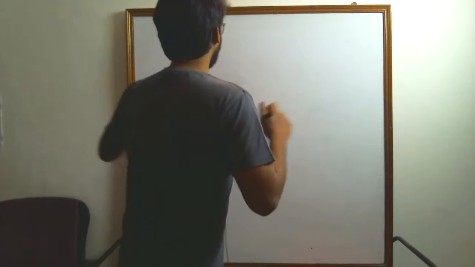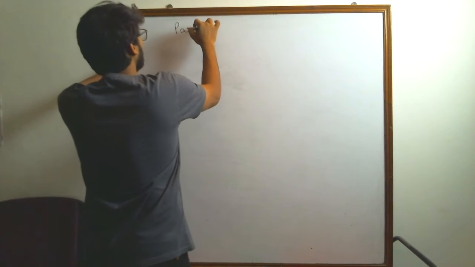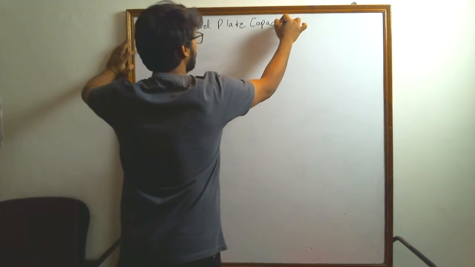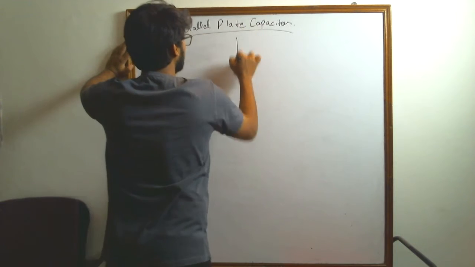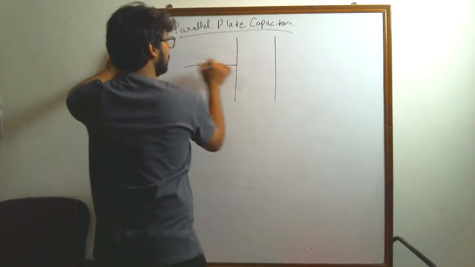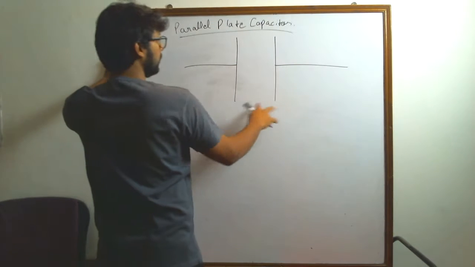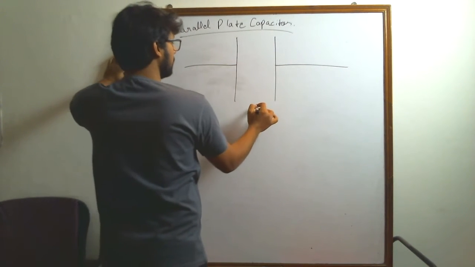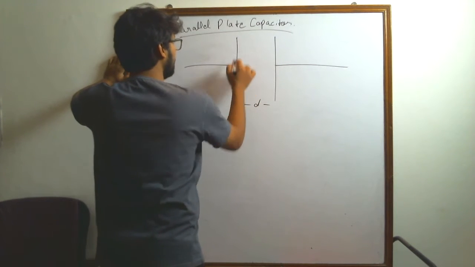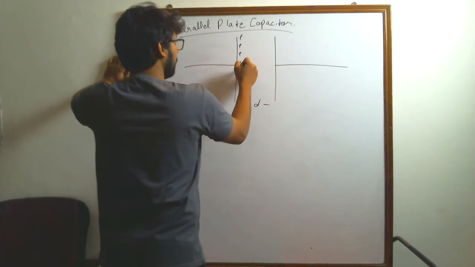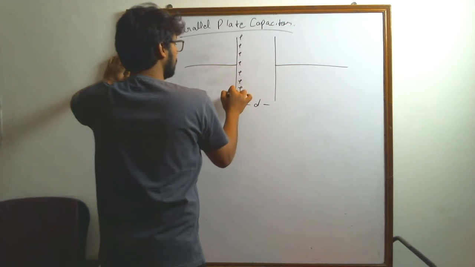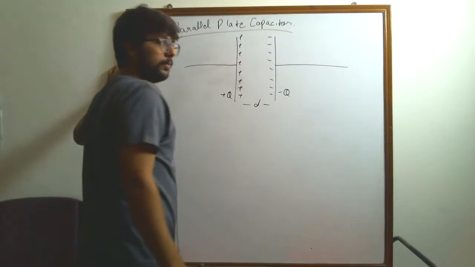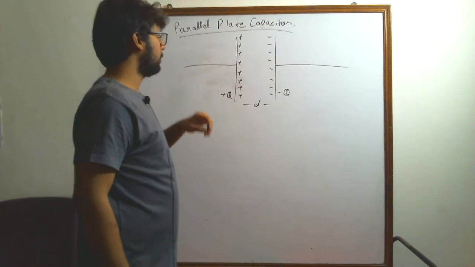Okay, so a parallel plate capacitor is denoted by this, okay, two metal plates separated by a small distance d. One of the metal plates has a positive charge, another one has a negative charge. Okay, so this is how a parallel plate capacitor works.